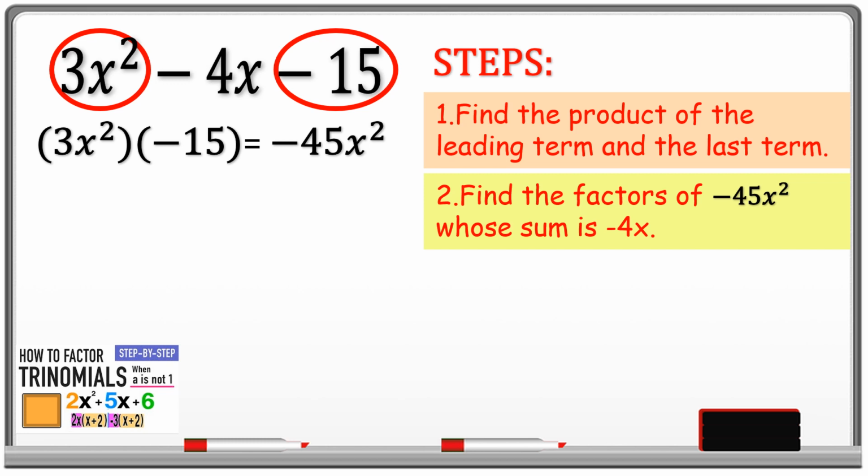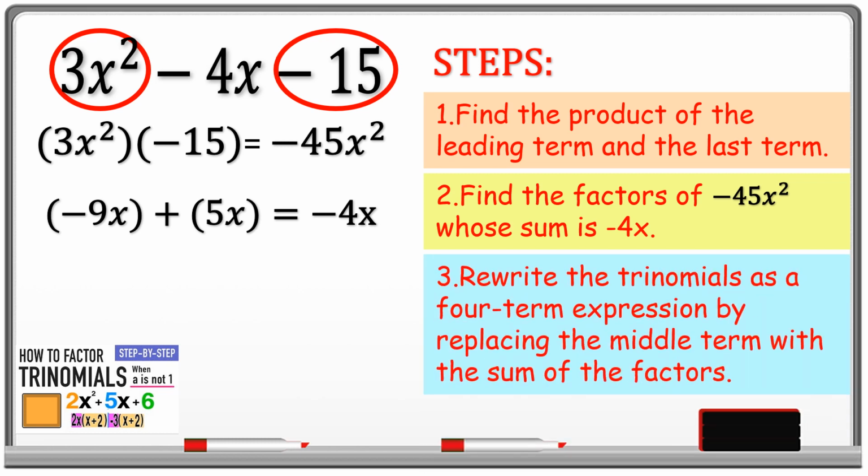So, kailangan mo mag-isip ng factors ng negative 45x squared na pag pinag-add mo ay negative 4x ang sagot. So, we have negative 9x plus 5x will give you negative 4x. This is your middle term, right? And of course, if you're going to get the product of this, it will give you negative 45x squared. So, tama na po yung step 2 natin.